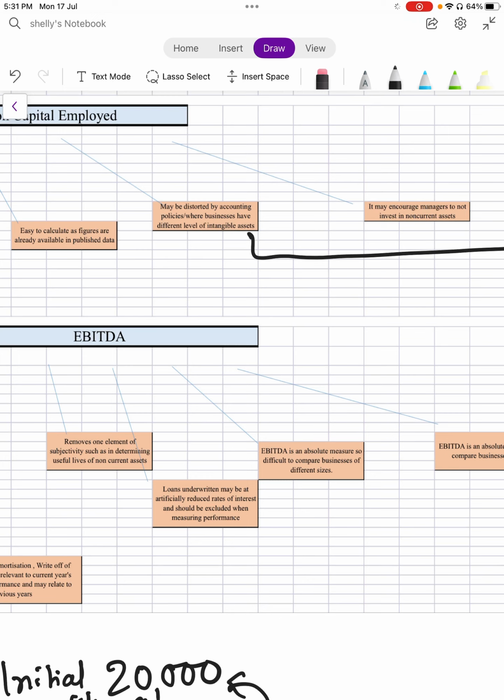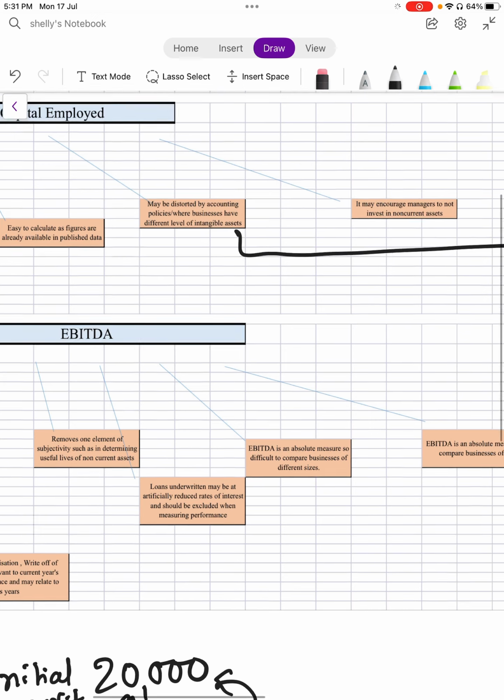Third, it can be distorted because there may be different kinds of intangible assets. What do intangible assets affect in this ratio? Simply, they affect the capital employed. They also might be affecting the net profit because it is calculated after goodwill amortization, which will remove all that. So in that case, it is affecting the ratio somehow.